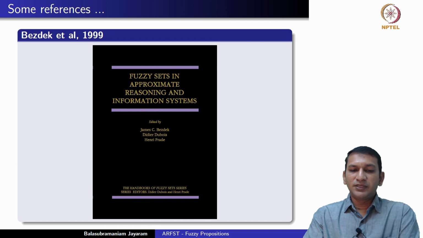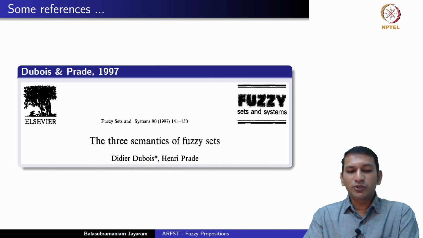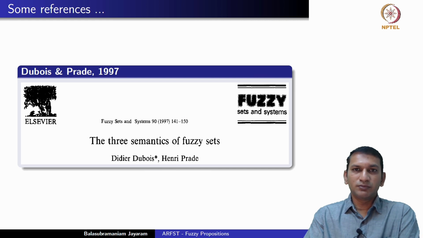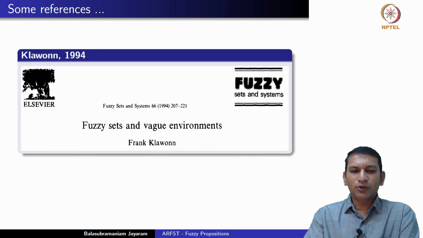Now, this is an excellent edited volume by Bezdek, Dubois and Prade. For more on the topics dealt with in this lecture, you could refer to this book, as also to the papers of Dubois and Prade, one of them being Three Semantics of Fuzzy Sets, and also an earlier paper of Frank Lavon, which deals with some of the things that we have discussed, fuzzy sets and vague environments.